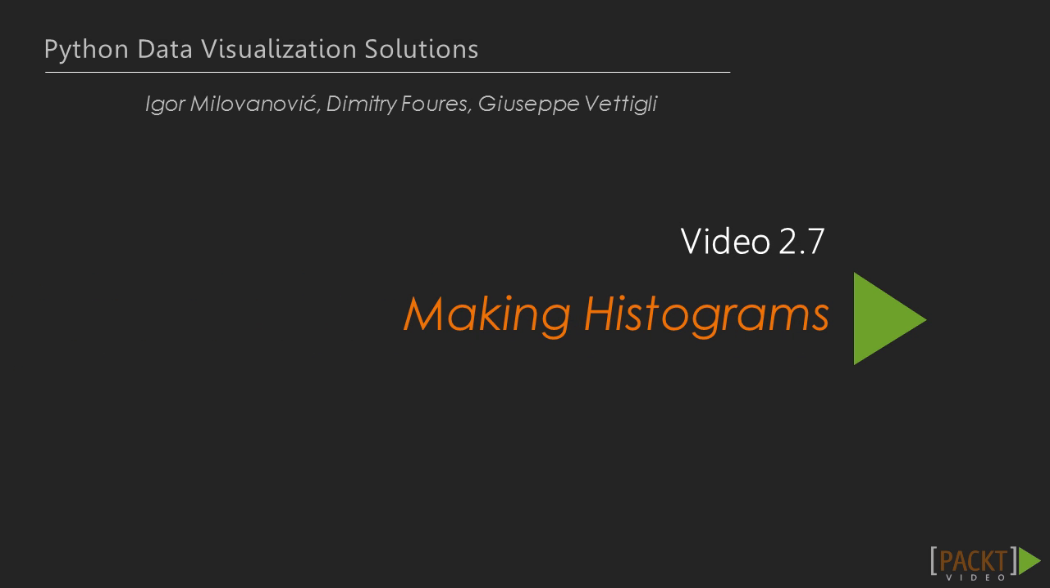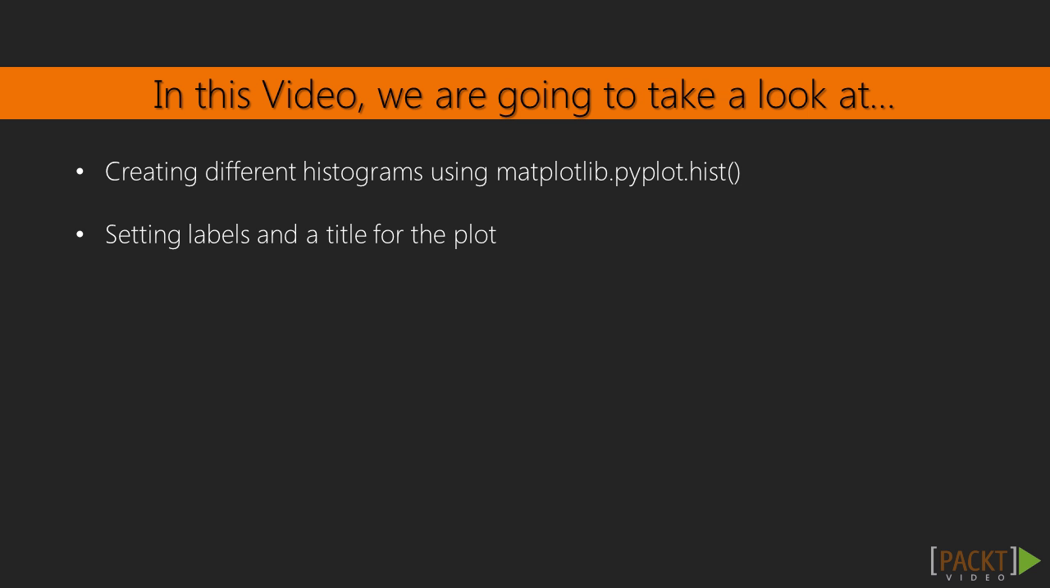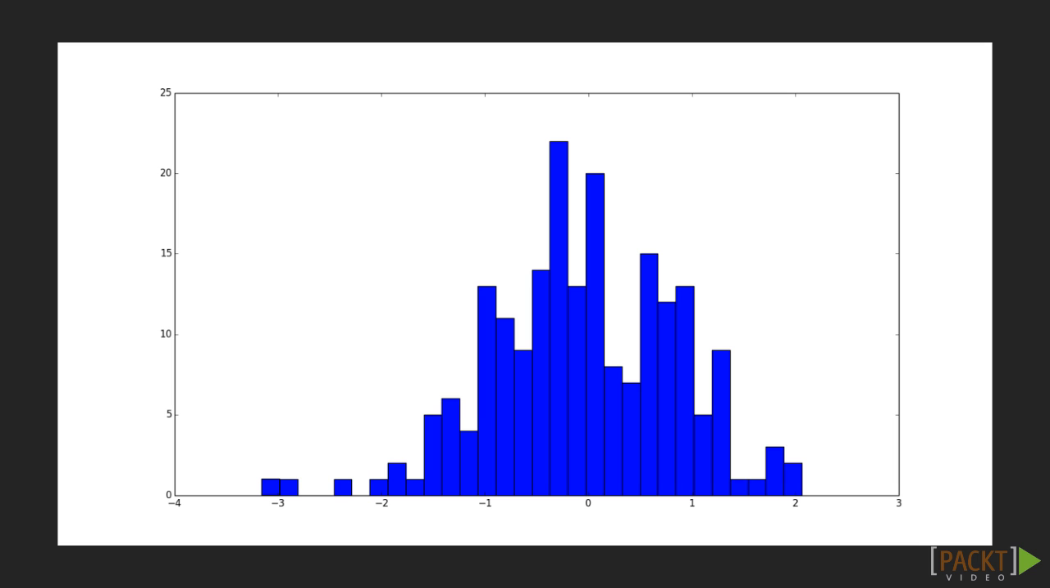Video 7. Making histograms. In the previous video we looked at moving spines to the centre. In this video we're going to take a look at creating different histograms and setting labels and title for the plot. Histograms are simple, yet it's important to get the right data into them.